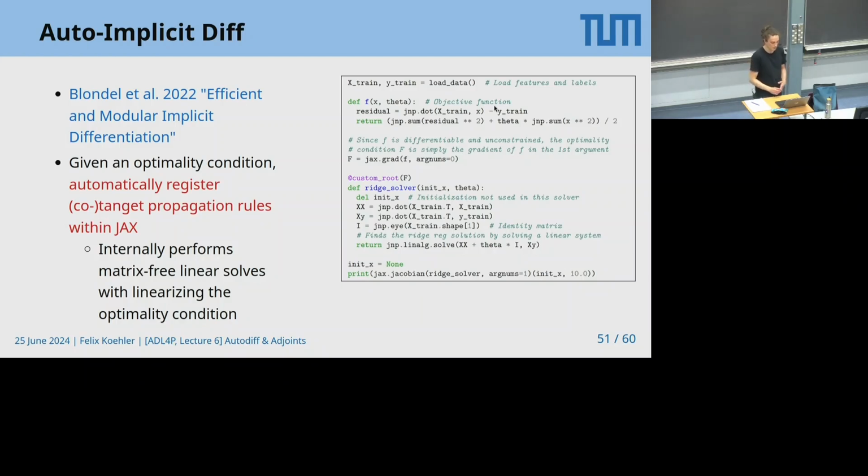And so they use another trick here in JAX. For instance, if you applied this to linear system solving, you would say that the residuum has to be 0, and this would be the optimality condition. And then based on that, it derives the rules for you.